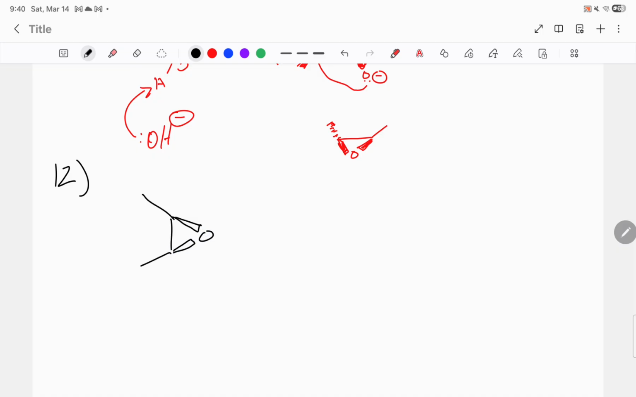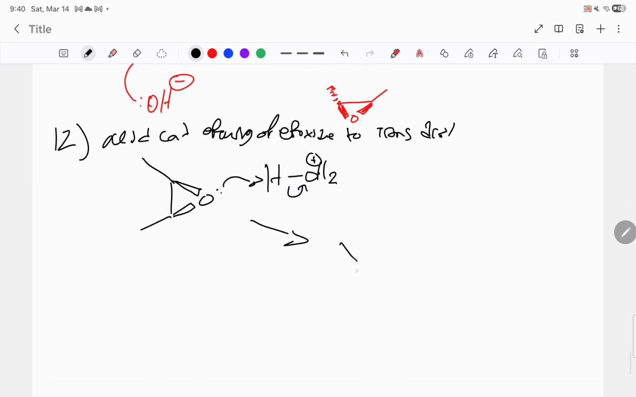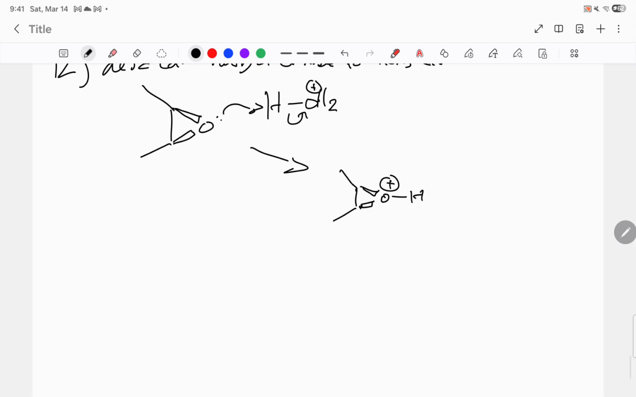Essentially, we're going to, again, remember, epoxides are very reactive. This is acid opening, acid catalyzed opening of epoxide to transdiol. Again, you'll see why it has to be a transdiol, because the mechanism enforces it to be. So anytime you have an acid, of course, protonate something. Boom, boom, boom. I have the OH. It's positively charged now. What am I going to do?